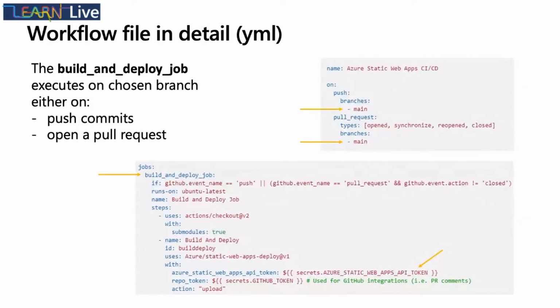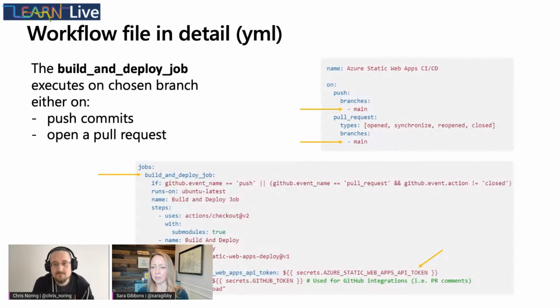You'll see on, and then push, branches. This is telling you which branches it's watching. So in this case, it's watching main. If you wanted it to watch other branches, you could add those as well. But this is just the default that it's going to give you. And I think you also identify that when you set this up. So that's good to know, what branches it's going to be watching.